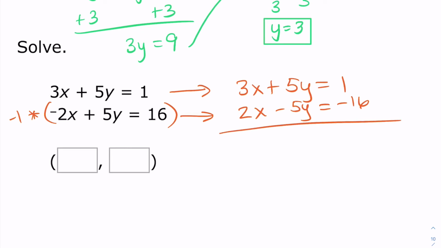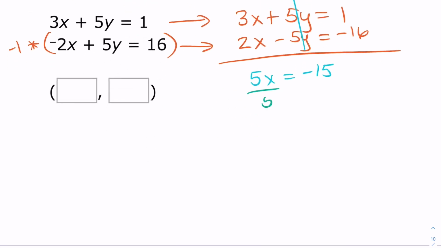And now I'm ready to eliminate. So add them together. I get 5x equals 1 minus 16, which is negative 15. And I now will divide by 5, and I get x equals negative 3. And again, it goes where my x coordinate goes. Be careful. If I solve for y, it wouldn't go here. It would go here. But this is my x.